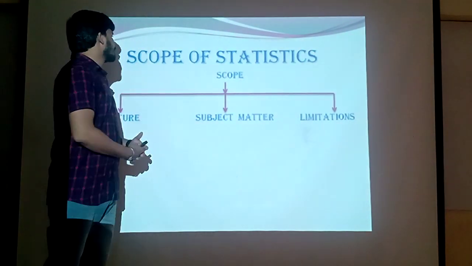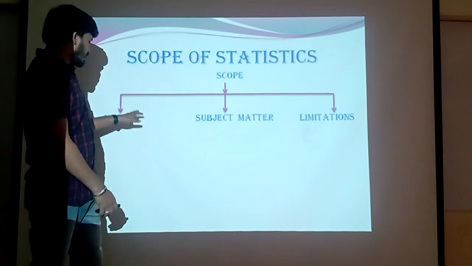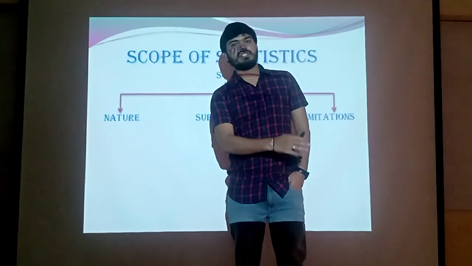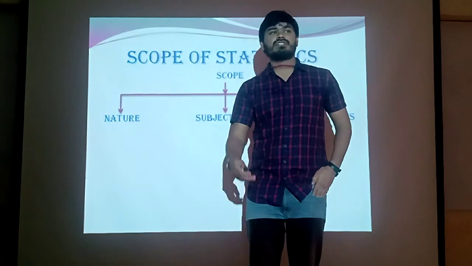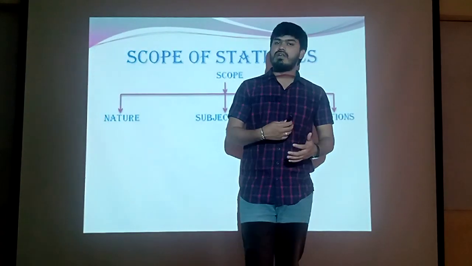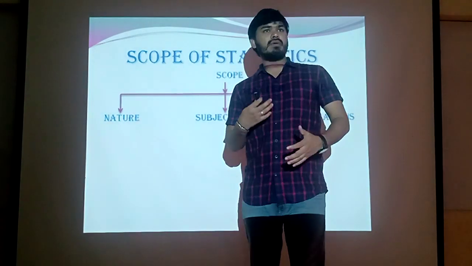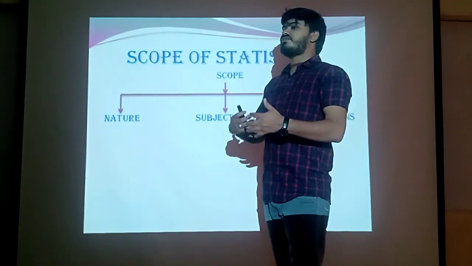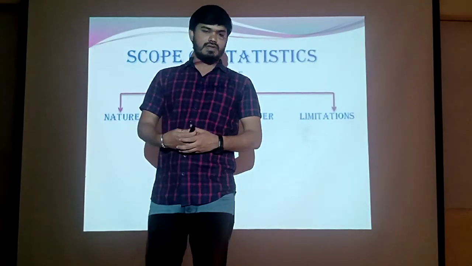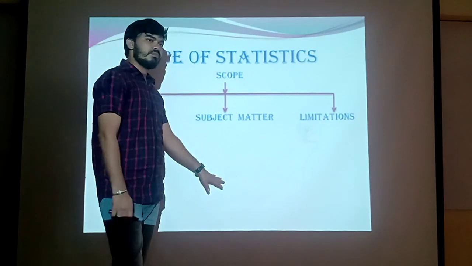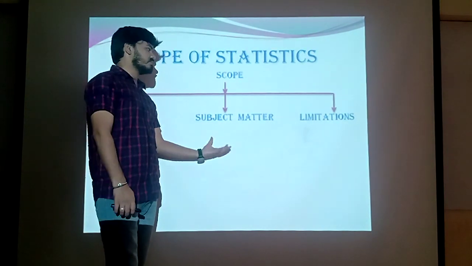So here, the scope of statistics. Under that we have three parts. One is the nature of statistics. We already discussed the nature of statistics, how we derive the definition of statistics in a singular sense as well as a plural sense, and the features of statistics. Then the subject matter, meaning what functions we have here. Finally, we have the limitations. Here the functions and importance we will discuss under the subject matter.